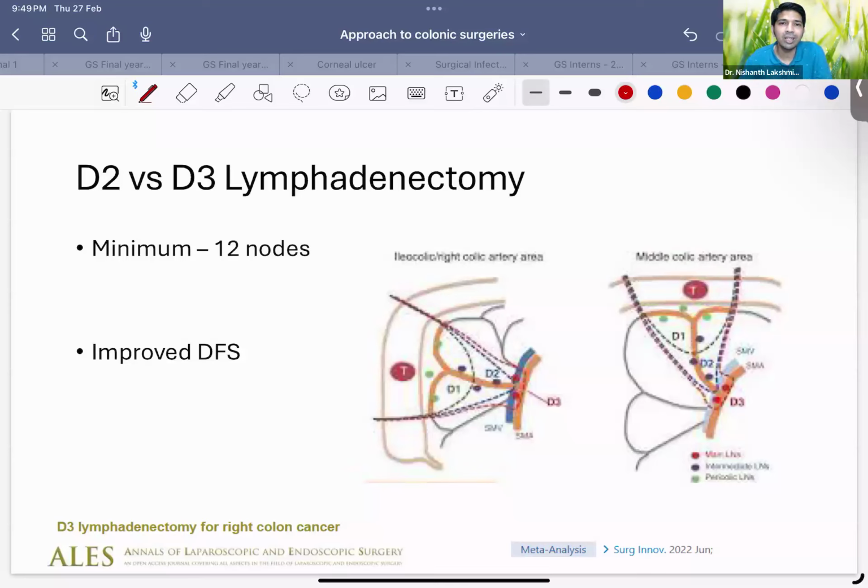Now moving on to the lymph nodes. I vaguely touched upon it earlier, but here I will go into the depths a little bit. First and foremost, the minimum number of lymph nodes that have to be harvested to get an adequate staging of the tumor is 12 lymph nodes. Now they say there is something called a D2 versus a D3 lymphadenectomy.